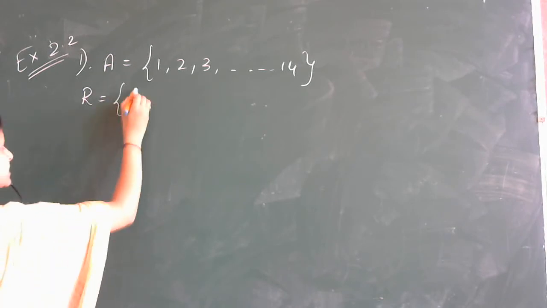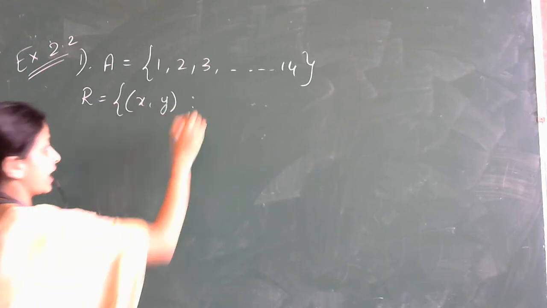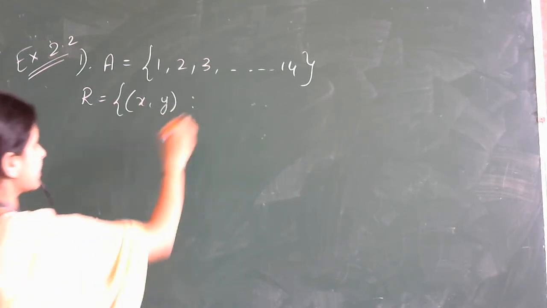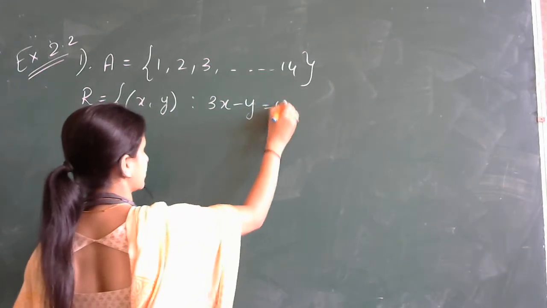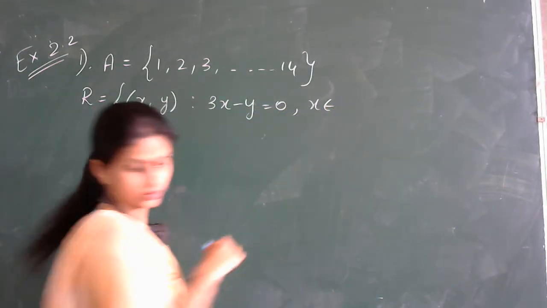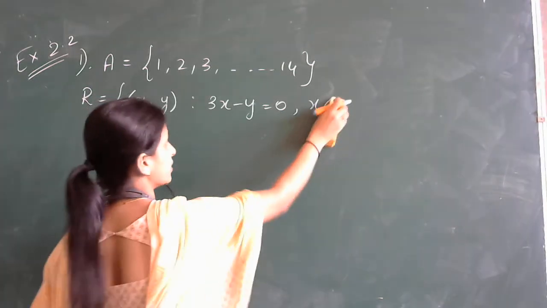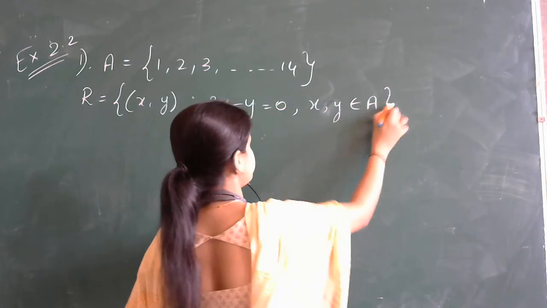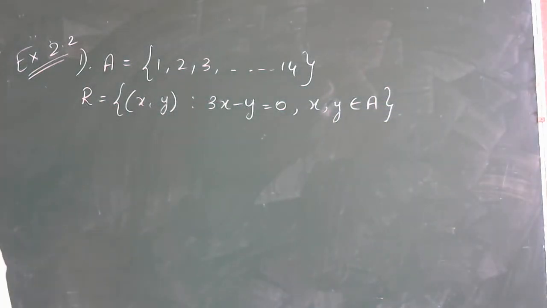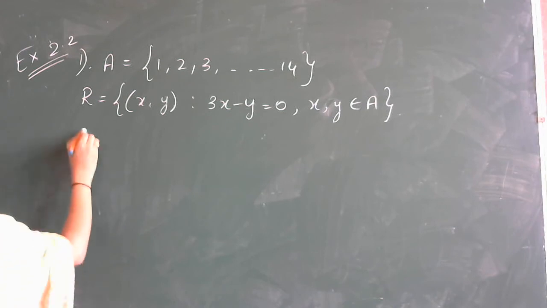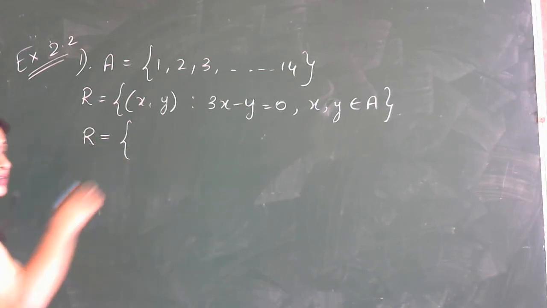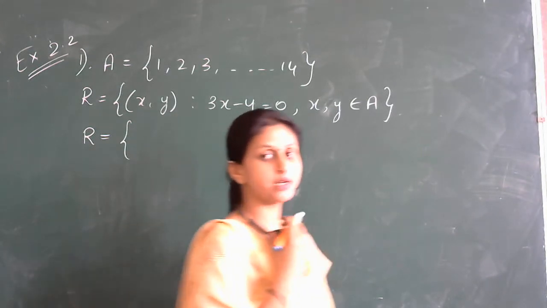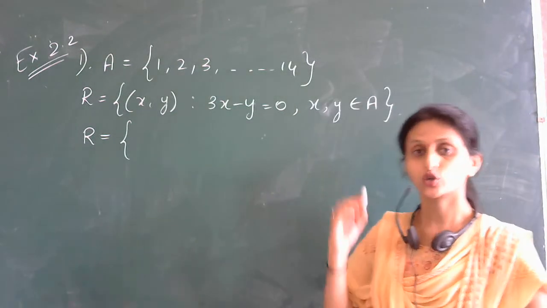How is the relation defined? It consists of all ordered pairs x comma y such that 3x minus y is equal to 0, and both x comma y belong to A. So this is a relation from set A to A itself. First of all, students, this relation is given in set builder form, so let us write it in roster form.